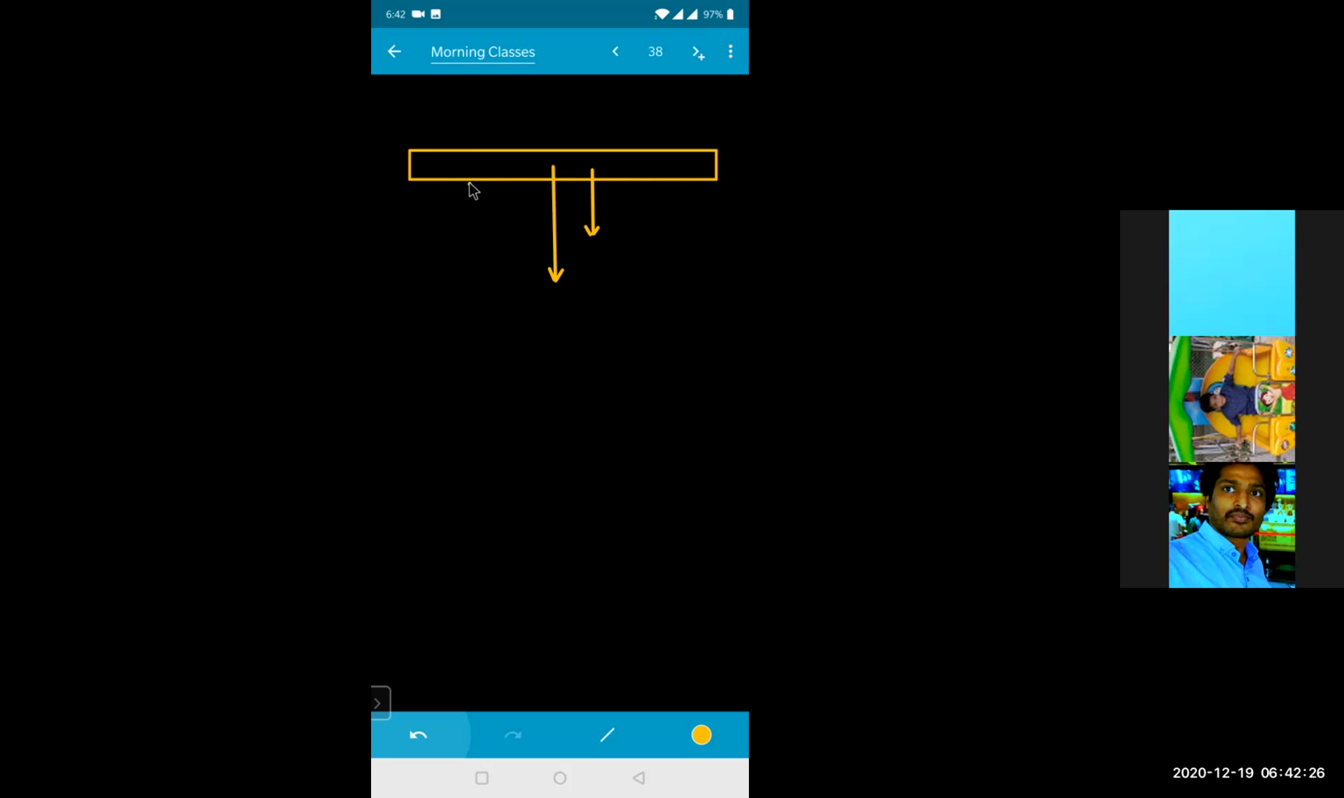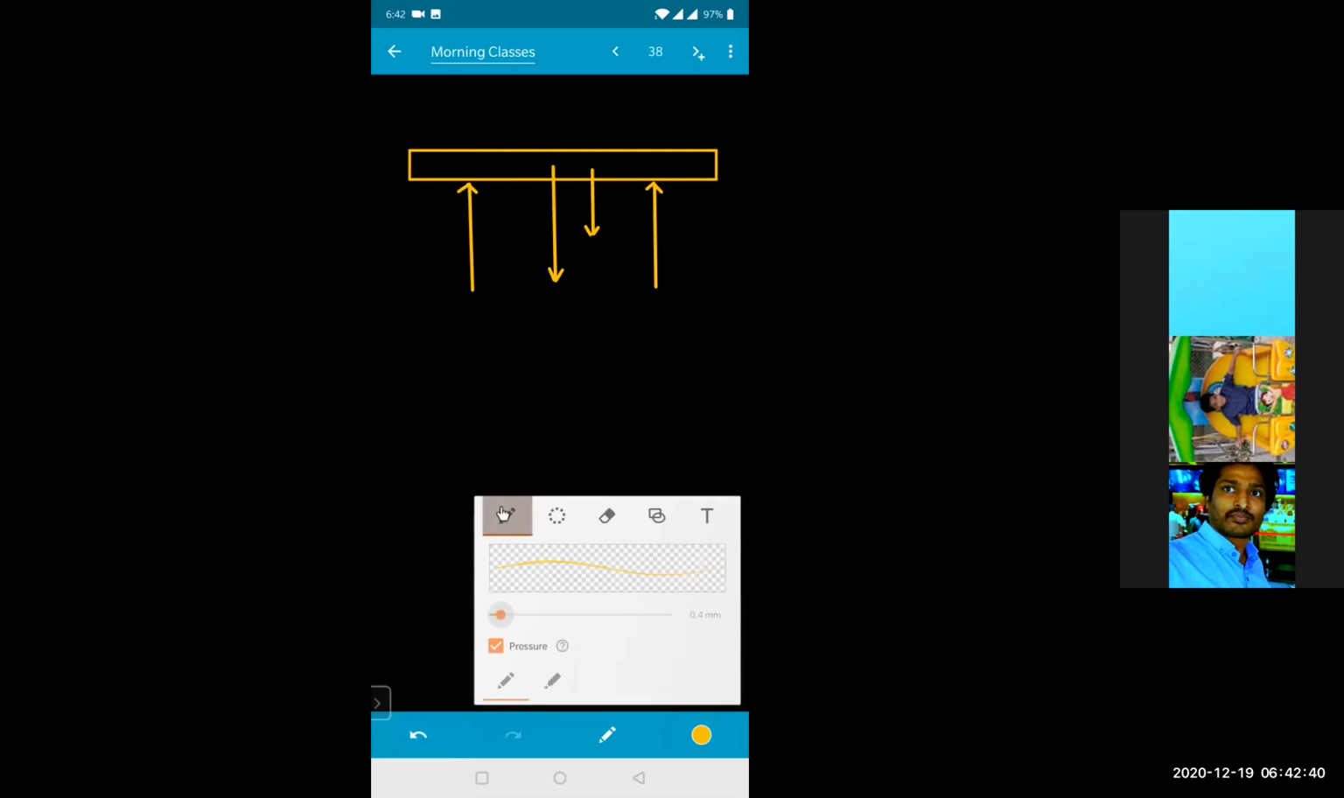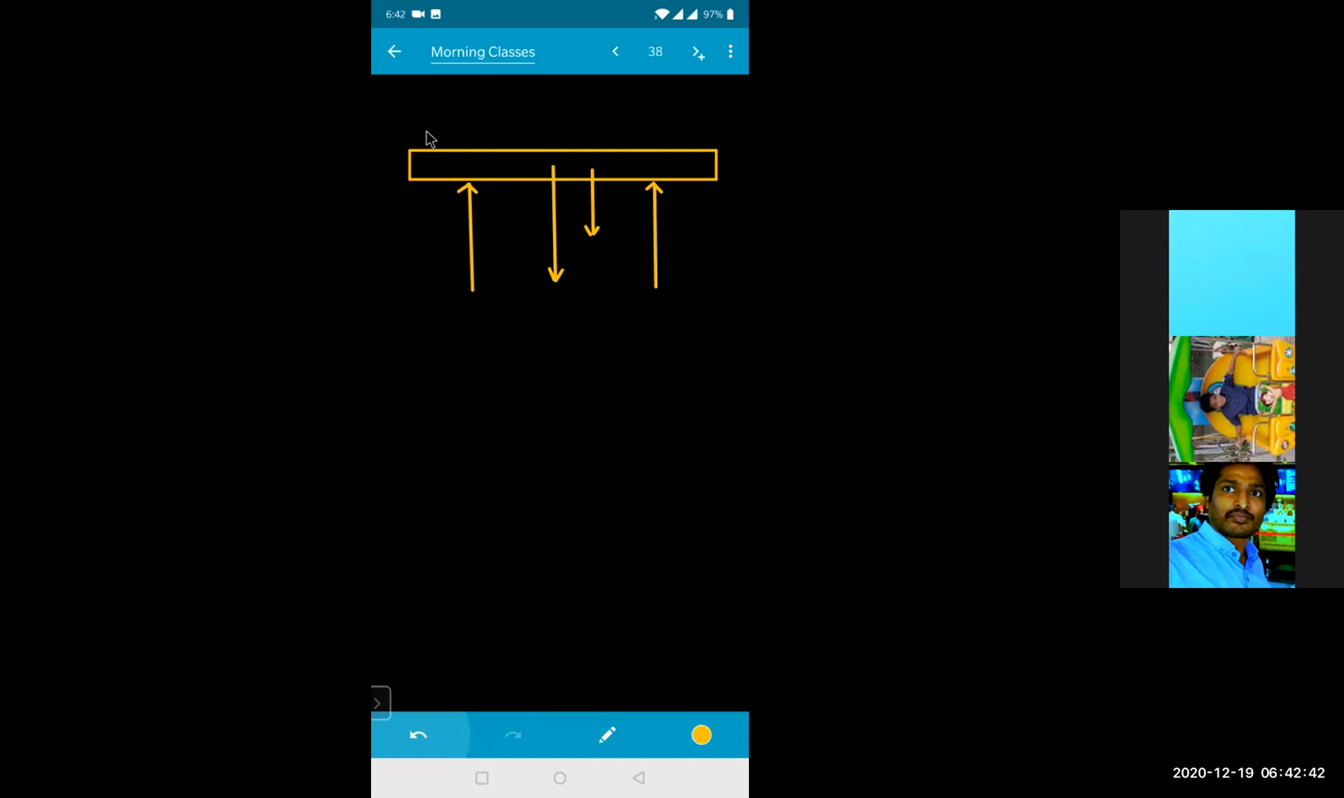One reaction force is somewhere here, acting in the upward direction. One more reaction force is somewhere here, also acting in the upward direction. This distance is L by 4. This is your center C. The weight of the body will be capital M into G in the downward direction. This is small mg in the downward direction. This is the reaction at B. This is the reaction at A.